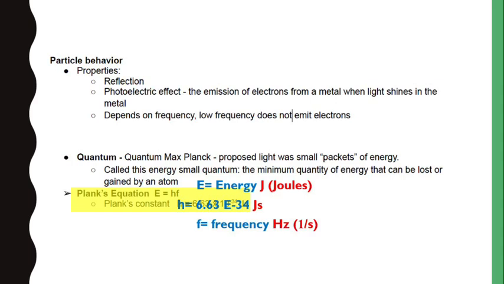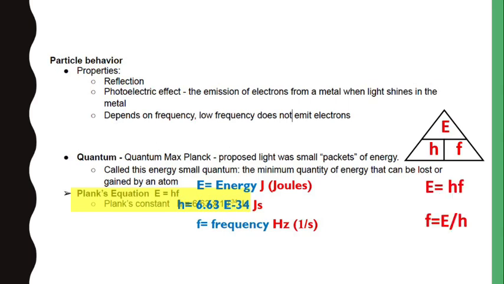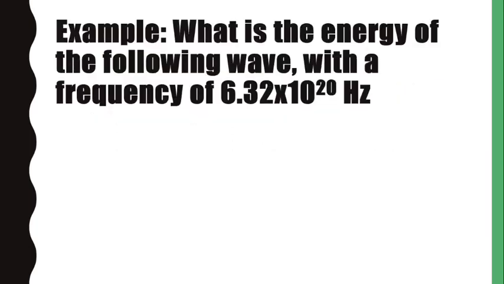So this equation is made to solve for energy, which is going to be useful to us, but we also might need to rearrange it to solve for frequency. So if I do that with the help of my triangle, my equation for frequency is energy divided by that H, which is Planck's constant. So let's do a couple of quick practice problems with that.